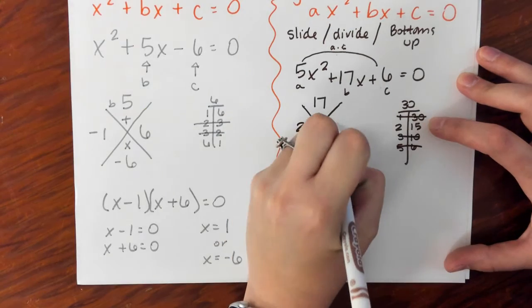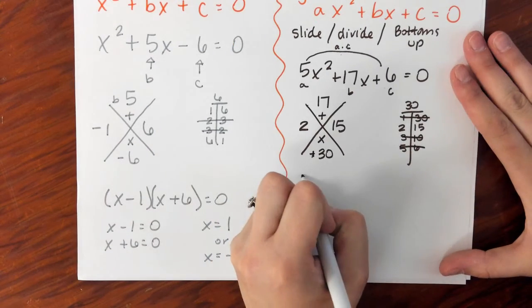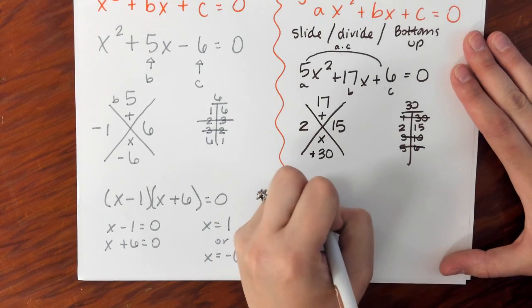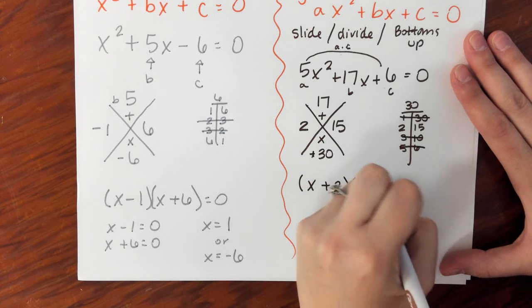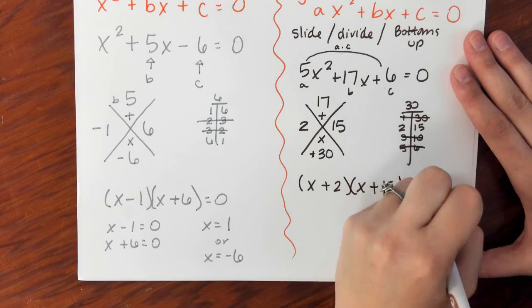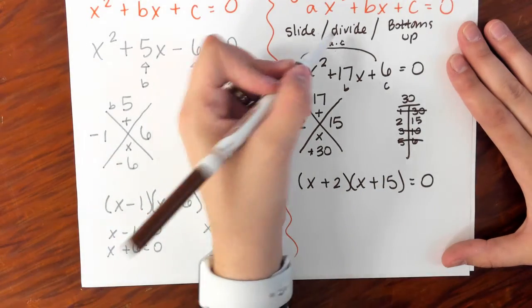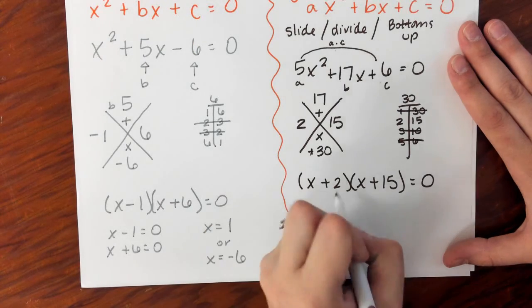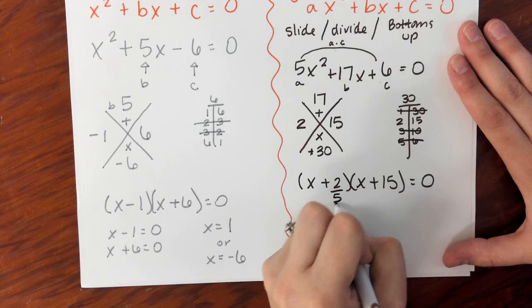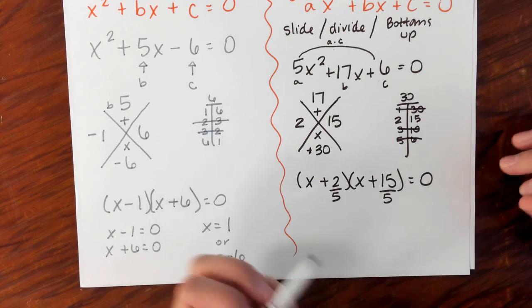So 2 and 15. So put it into our factors: x plus 2, x plus 15 equals 0. But now I need to divide, because I multiplied by a, but now I need to divide both sides by a. So divide by 5, divide by 5. And then simplify.